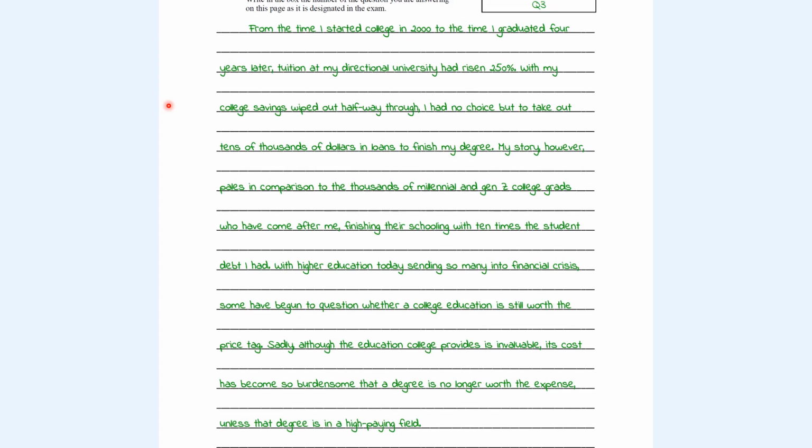So from the time I started college in 2000 to the time I graduated 4 years later, tuition at my directional university had risen 250%. With my college savings wiped out halfway through, I had no choice but to take out tens of thousands of dollars in loans to finish my degree. My story, however, pales in comparison to the thousands of millennial and Gen Z college grads who have come after me, finishing their schooling with 10 times the student debt I had.